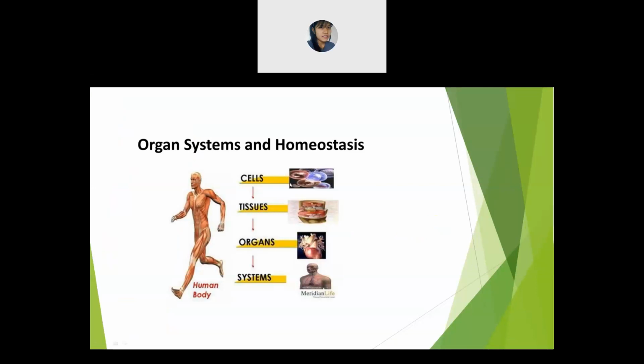Okay, so cells के बाद क्या आता है? After cells, what happens? Tissues. Okay, and tissues. After tissues, you will get organs, and after organs, you will get an organ system. Means पूरा human body you will be getting. Okay, so this is about cells, tissues, organs, and organ system.